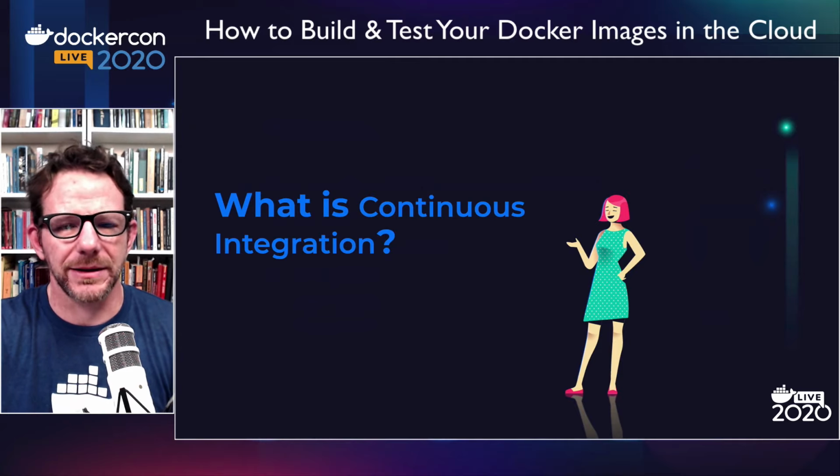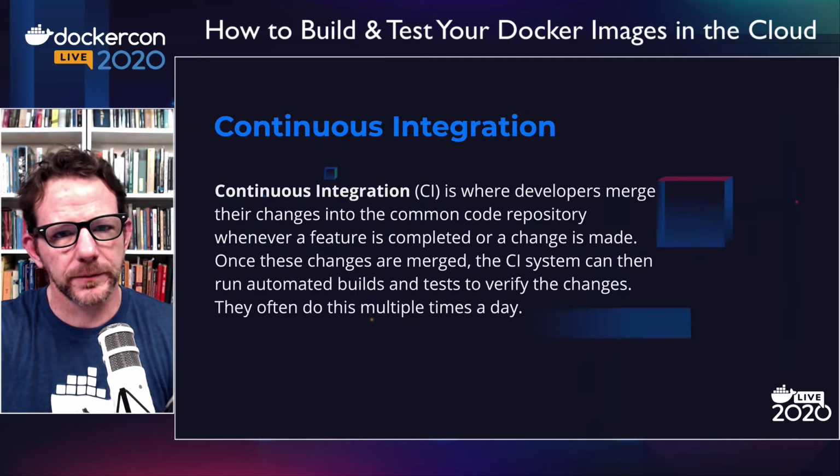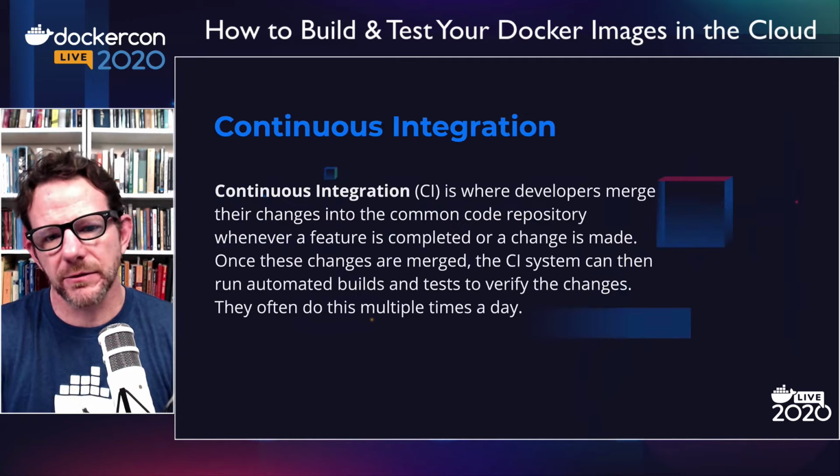So what exactly is continuous integration? Continuous integration is where developers merge their changes into a common code repository whenever a feature is completed or a change is made. Once these changes are merged, the CI system can then run automated builds and tests to verify the changes. This is often done multiple times throughout the day.